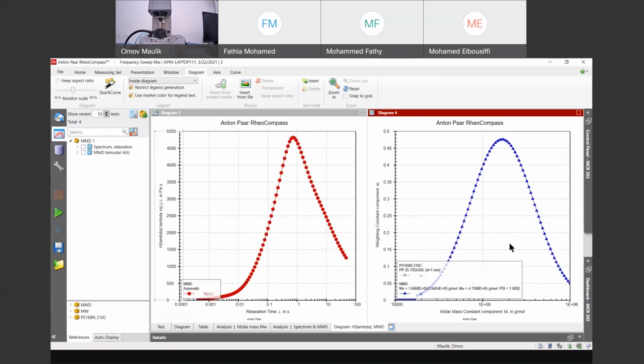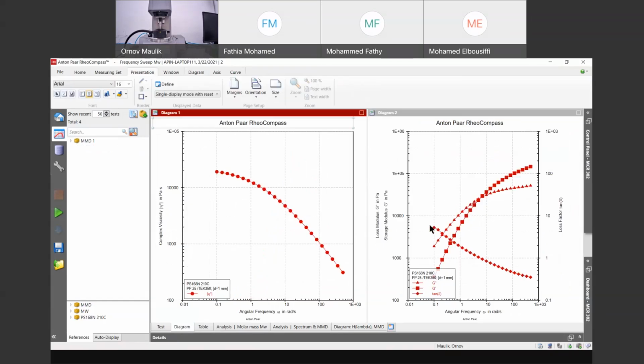Now, this data can be correlated with the GPC results, because as I have mentioned, the rheometer is very sensitive, especially in lower frequency regions. Even if you have some extra branch in a polymer molecular chain, you would see some difference in this low frequency region. So this is a very sensitive region for any rheometric analysis.